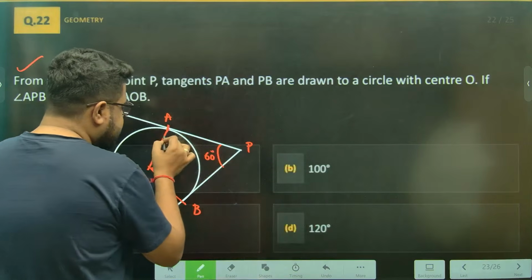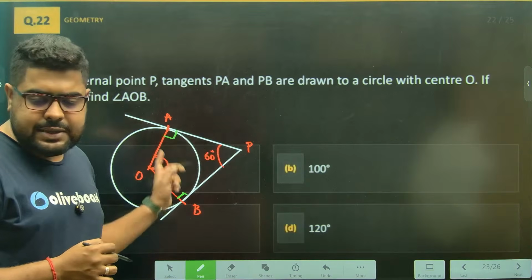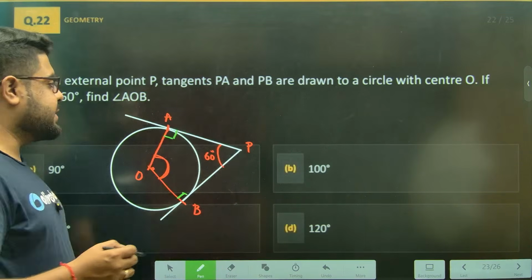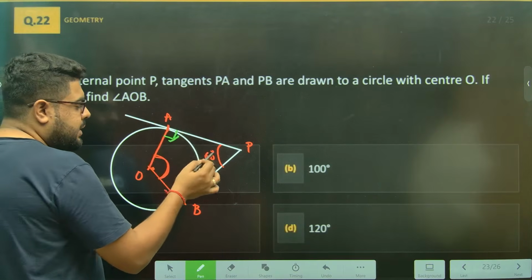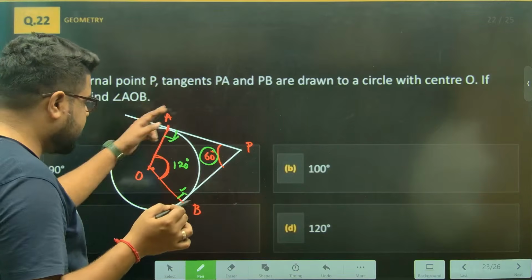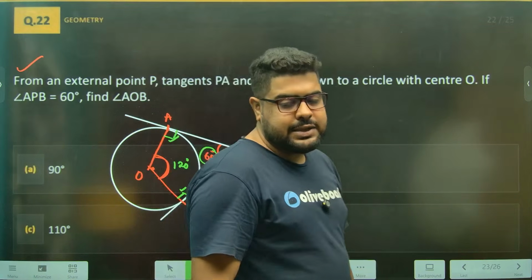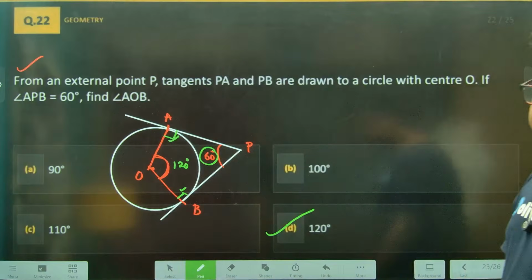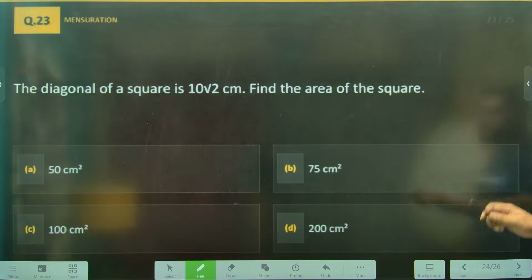Why? Sir, this is 90 degrees, this is 90 degrees. And AOBP is a quadrilateral. Total is 360. Out of that, 90, 90, 180 gone. So 180 remaining, 60 gone, so this must be the remaining 120. So option D is your correct answer. Option D, 100% is your correct answer.